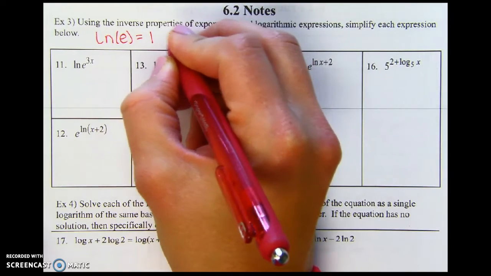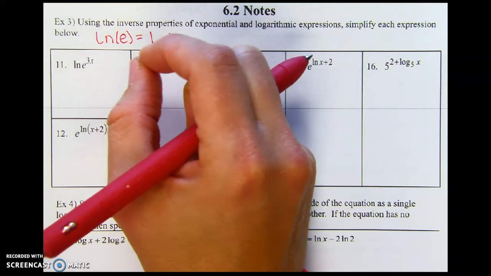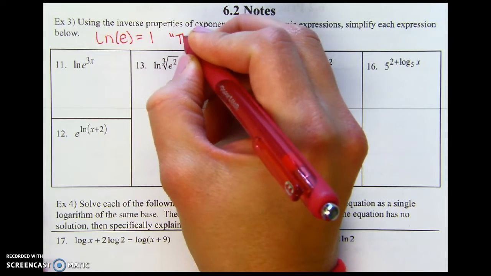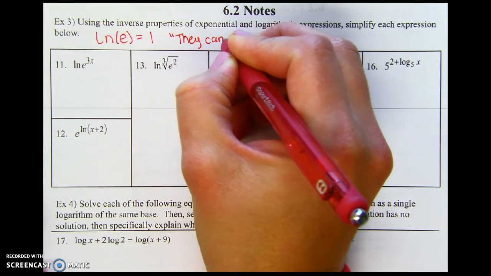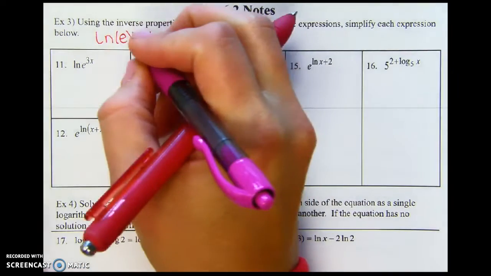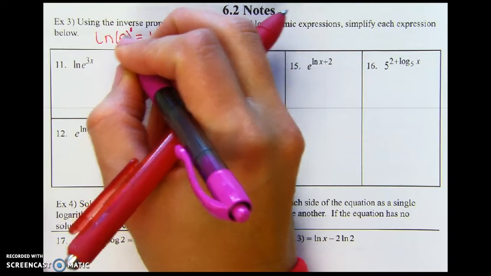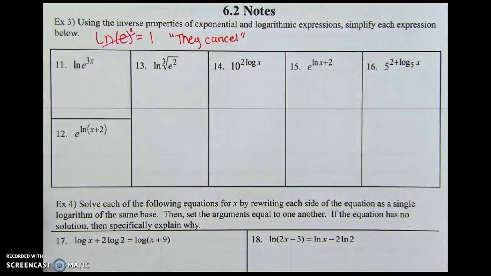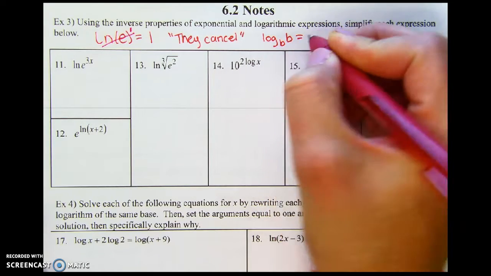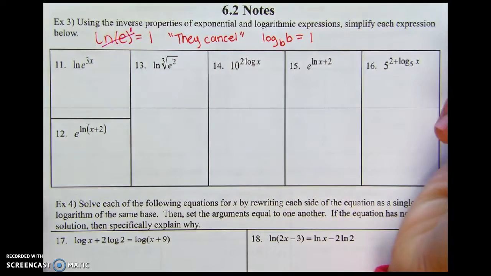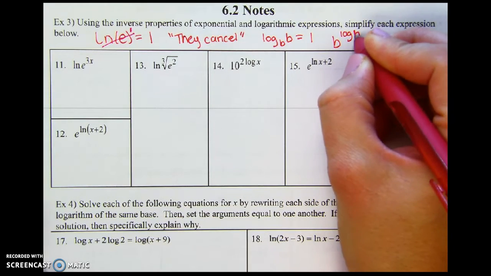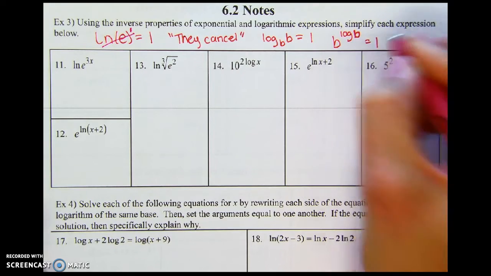Anytime the ln and the e are touching, you could say they cancel, but we don't really say they cancel. We go hi-ya karate chop. This was a power of 1, so whatever that power is, hi-ya karate chop, and you get 1. Anytime you have log base b of b, they cancel and you get 1. Or if you have b to the log base b, that's a silly one. We don't see that very often, but that equals 1.